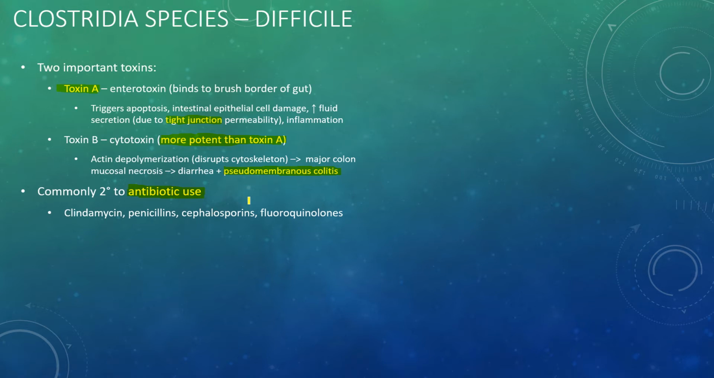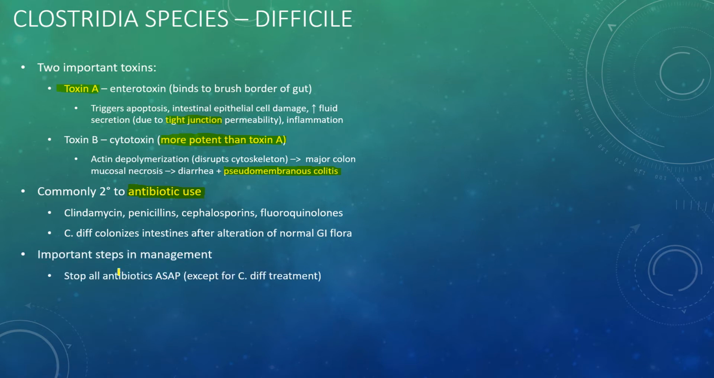So the classic, you need to memorize this 100%. The classic things that are associated with C. diff are clindamycin, penicillins, cephalosporins, and fluoroquinolones. Know this. If you see a case with any of these drugs and you have diarrhea showing up, you should think of Clostridium difficile diarrhea. So C. diff colonizes the intestines after alteration of normal GI flora by these antibiotics.